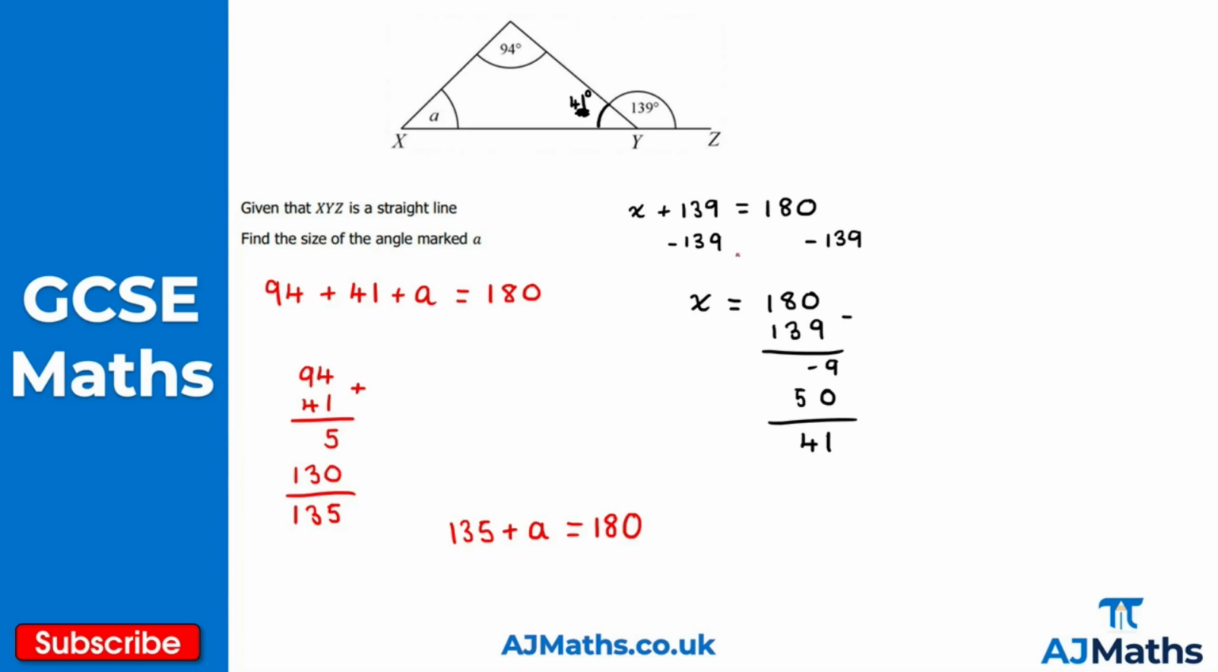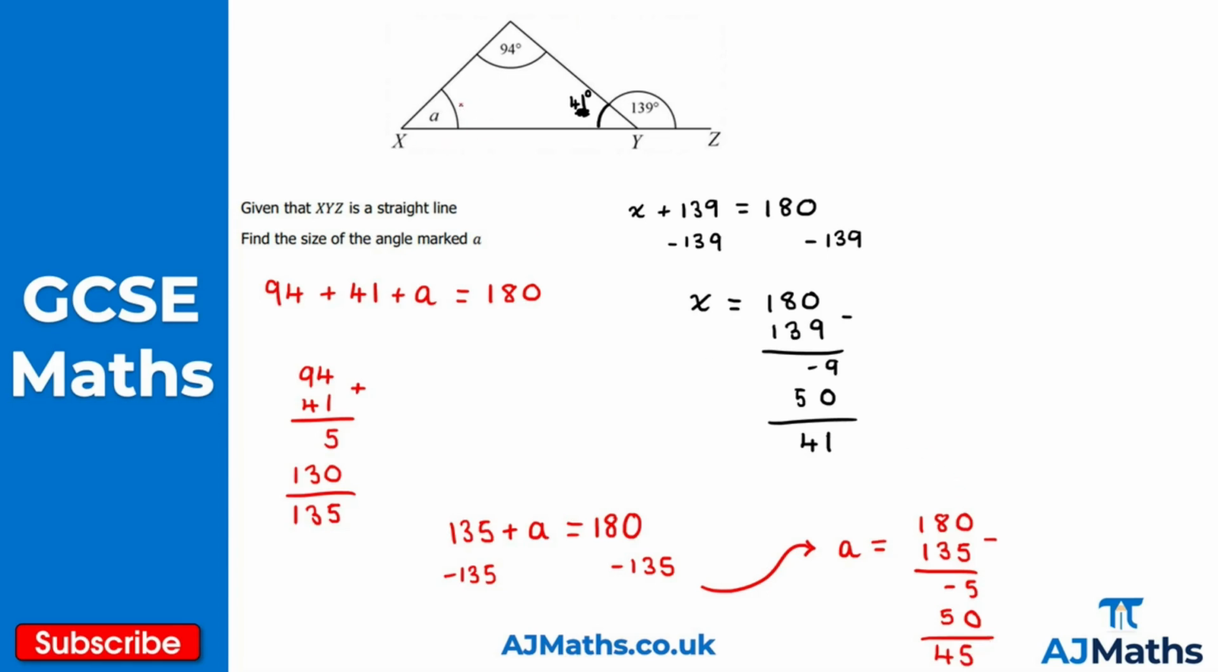So what I want to do now is just solve that in the same way we just did for this angle of x. So subtract 135 off both sides. Do the same here. So what I'm going to get is that A is equal to 180 minus 135. So 0 units minus 5 units, that would give me minus 5 units. 8 tens minus 3 tens, I get 50 there. And then 100 minus 100, I get 0 there. We get 50 minus 5, and what I get there for A is 45 degrees.